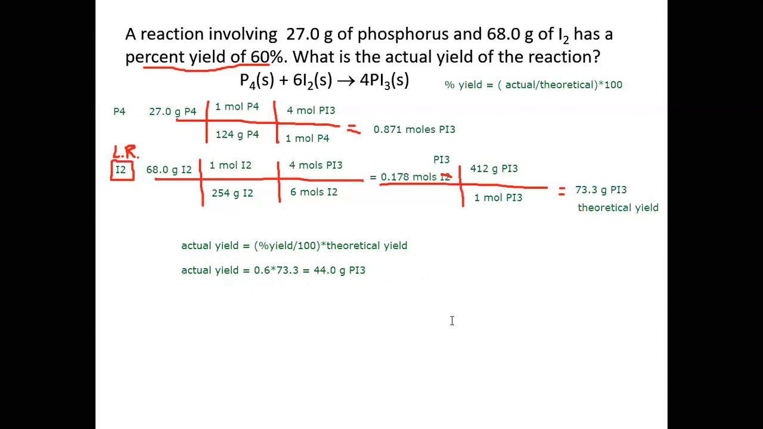So again, what we're doing in each step is first we found the limiting reagent by converting the moles of each reactant into moles of product, seeing which one produces the fewer moles of product. Once we identify the limiting reagent, we can calculate the theoretical yield. And then we can calculate either the percent yield or in this case, the actual yield.